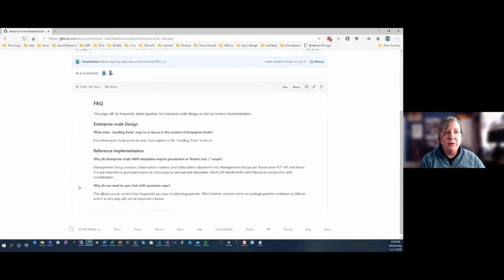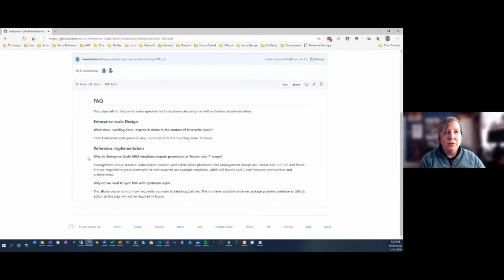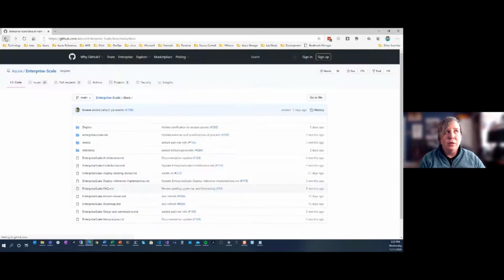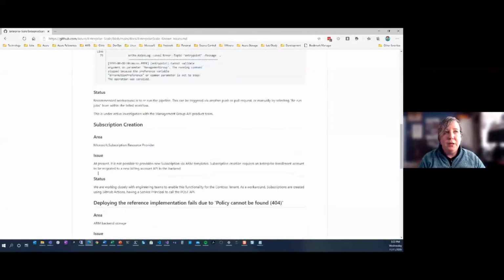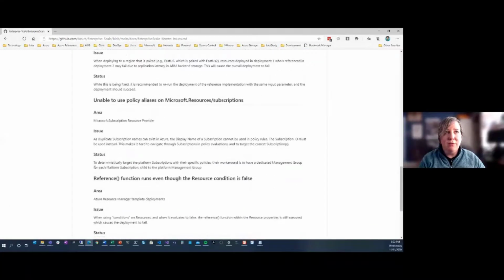So everything from why do enterprise scale ARM templates require permission at tenant root or scope? Walk you through that. This does get updated pretty regularly, so this would be something to pay attention to. The known issues, this was updated 15 days ago. It walks you through some of the things that they have to work on.